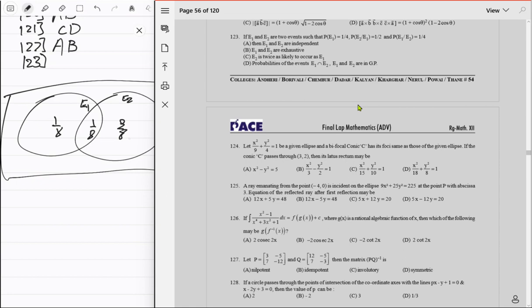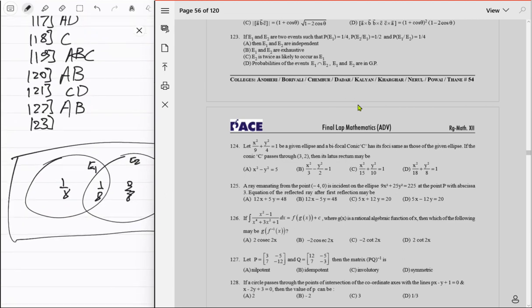Exactly. Okay, E1 and E2 are independent. Are these? I mean, what will be the total probability of E2? Just 1 upon 2 of course, and then E2 inside of E1 is just 1 upon 2 as well. So yes, these are in fact independent. A is correct. Okay, E1 and E2 are exhaustive. Combine and see: 5 upon 8 probability comes for the combination, which is not correct. E2 is twice as likely to occur as E1. What is E2's probability? 1 upon 2. What is E1's probability? 1 upon 4. So yes, in fact, E2 is twice as likely to occur.